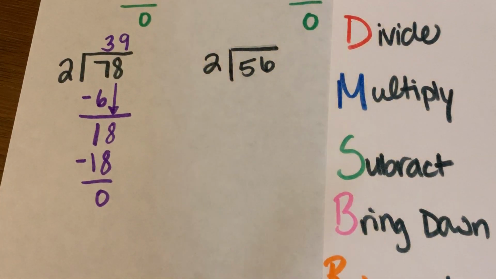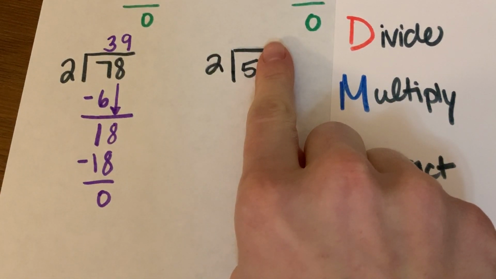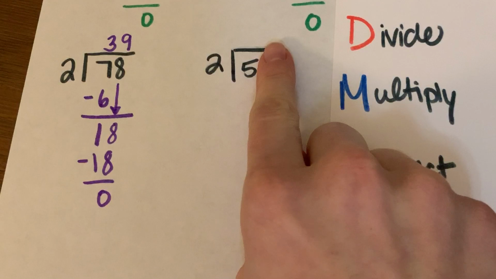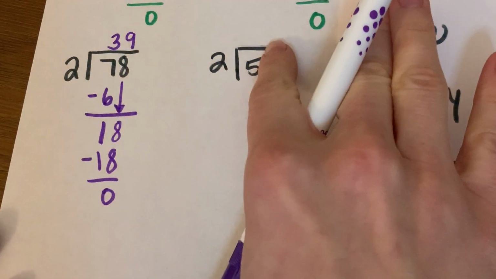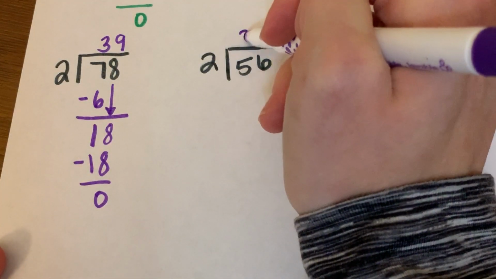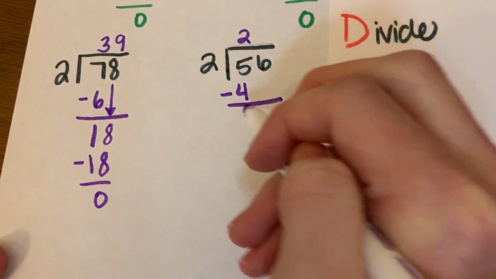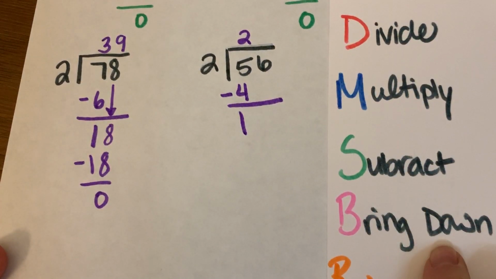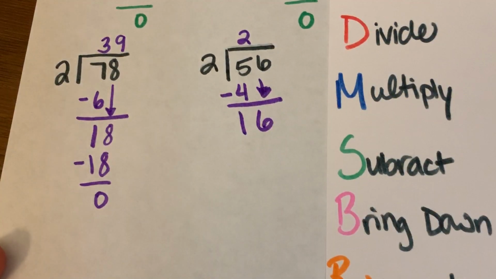All right, so I'm going to go ahead and ask myself, 2 goes into 5 how many times? Well, that doesn't come out perfect, so I need to ask myself what's the closest I can get without going over. Well, I can do 2 times 2, which gives me 4, and I can subtract 4. That gives me a 1, and then I bring down the 6, and now I have 16.